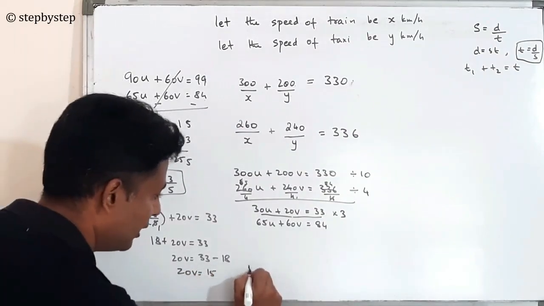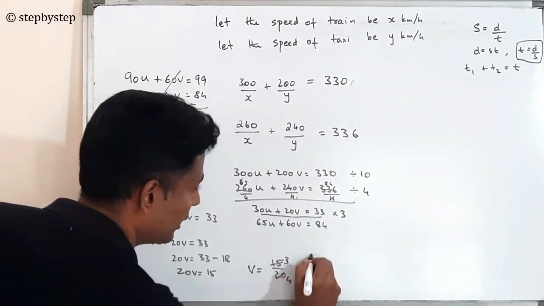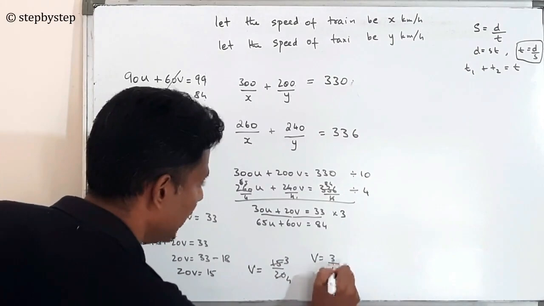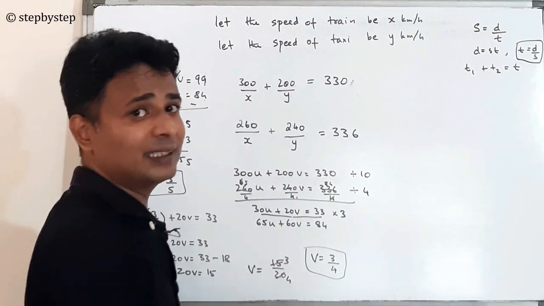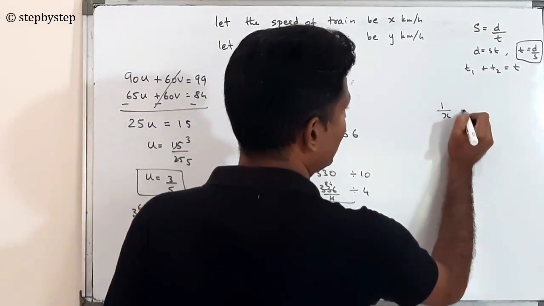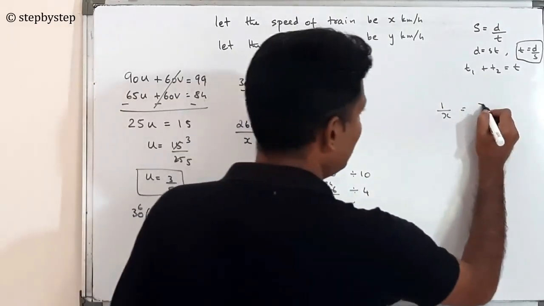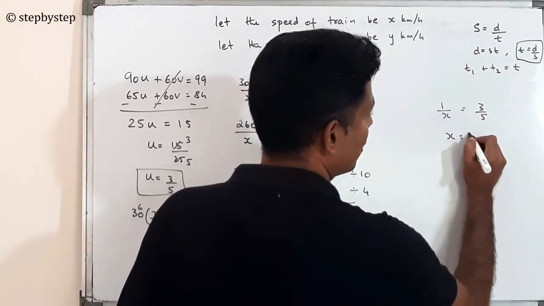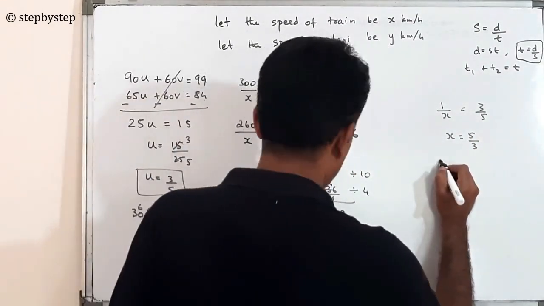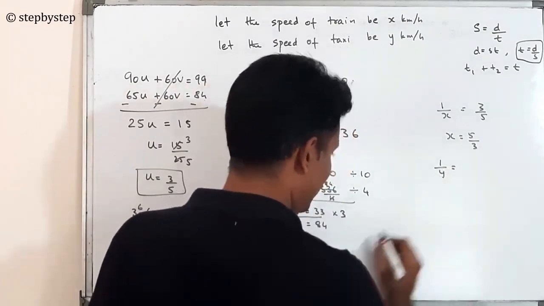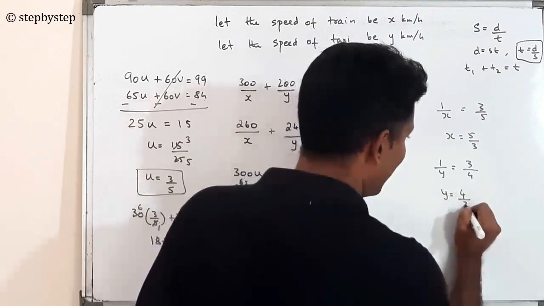So I get v equal to 15 by 20. That is again 5 3s are 15, 5 4s are 20. So I get v equal to 3 by 4. So I have found u and v. Now I can find x and y. What was it? 1 by x equal to u. How much is u? 3 by 5. So what will be x? 5 by 3, right? And what was v? 1 by y was v, that is 3 by 4. So I get y equal to 4 by 3.